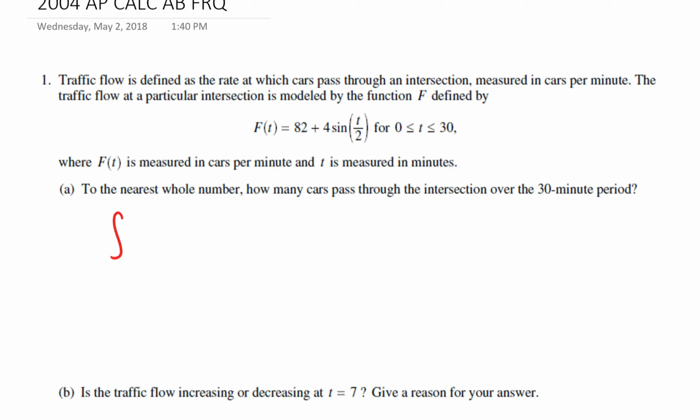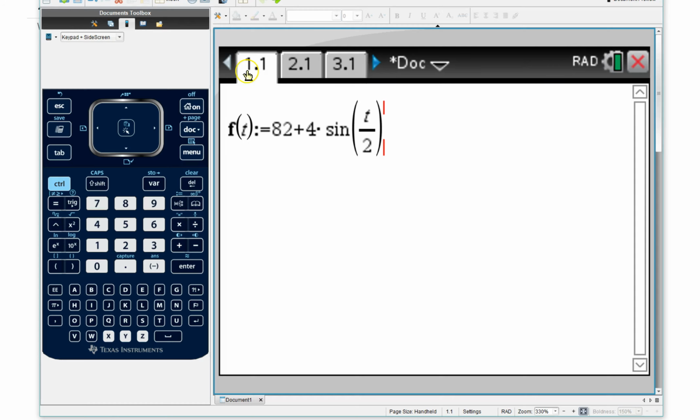So we're going to integrate from 0 to 30 f(t) dt, and because this is the calculator part of the question, I'm not going to worry about actually evaluating anything. I'm just going to use the calculator. So we show that work there, and then we go over to our calculator, and I already have the function put in here.